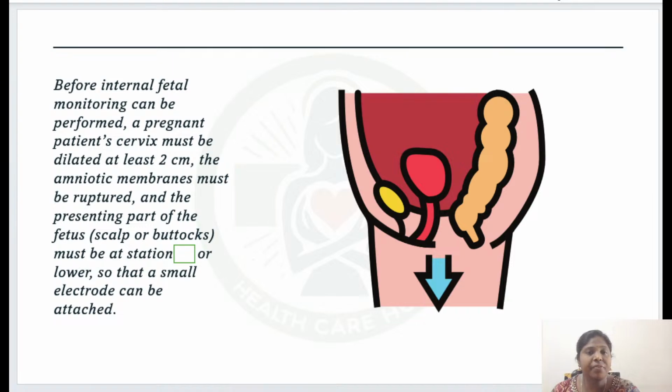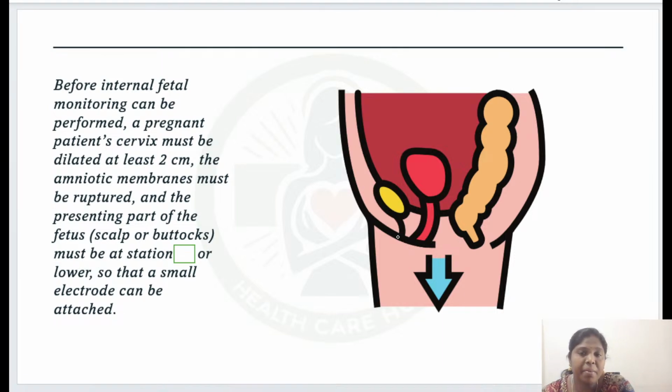So before internal fetal monitoring can be performed, a pregnant patient's cervix must be dilated at least 2 centimeters. The amniotic membranes must be ruptured and the presenting part of the fetus, the scalp or the buttocks, must be at station -2 or lower so that a small electrode can be attached.